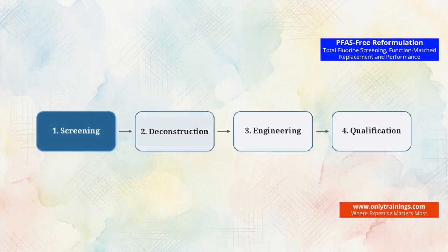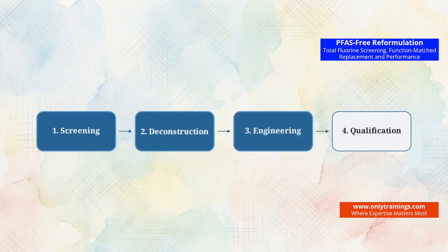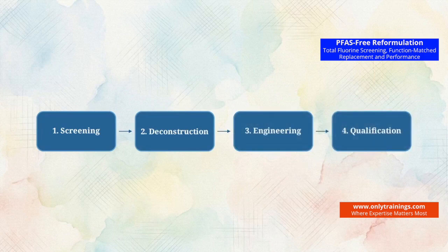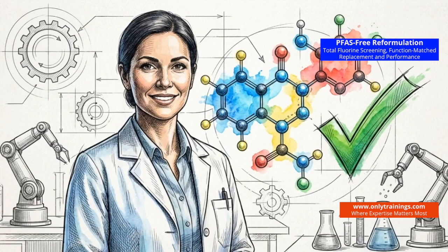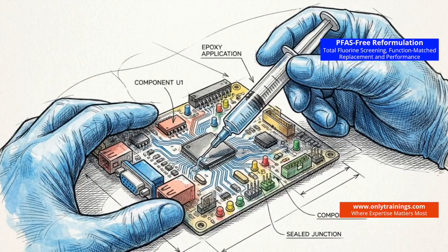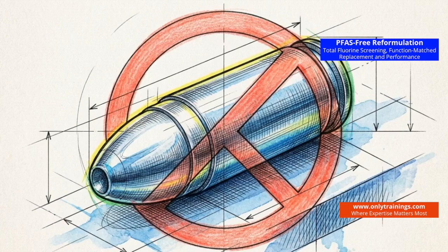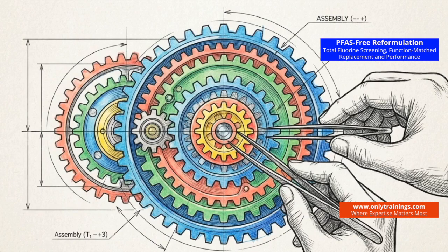You have to move systematically through screening, deconstruction, engineering, and final qualification. Navigating this specific architecture is the core focus of the OnlyTRAININGS PFAS-Free Reformulation program on alternatives and testing. To achieve actual qualified performance without PFAS, development teams have to abandon the search for a magic bullet and instead build a targeted multi-component replacement system from the ground up.